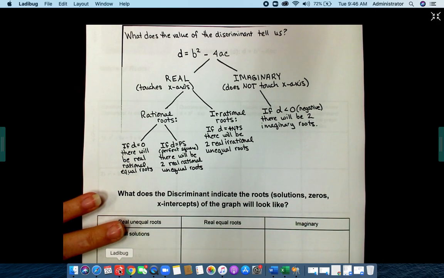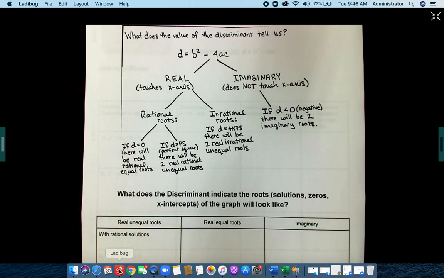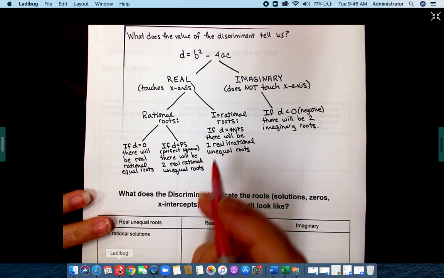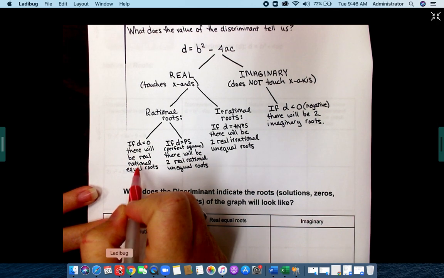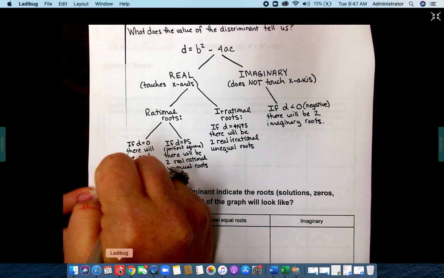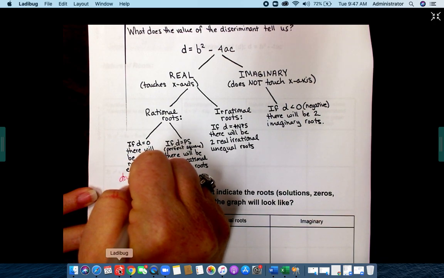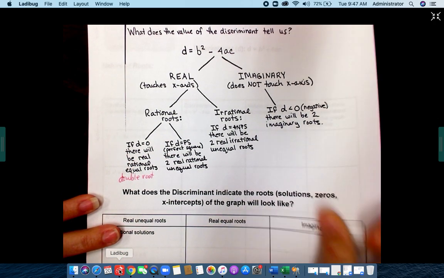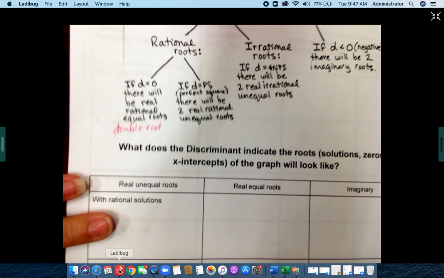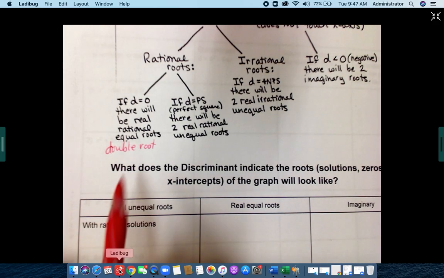And I just want to add a couple of things in talking with the Math 3 teachers, and I've taught Math 3 a whole bunch. Keep in mind that if we have rational equal roots, it can also be referred to as a double root. So I want you to just add that if you can, double root. Okay?